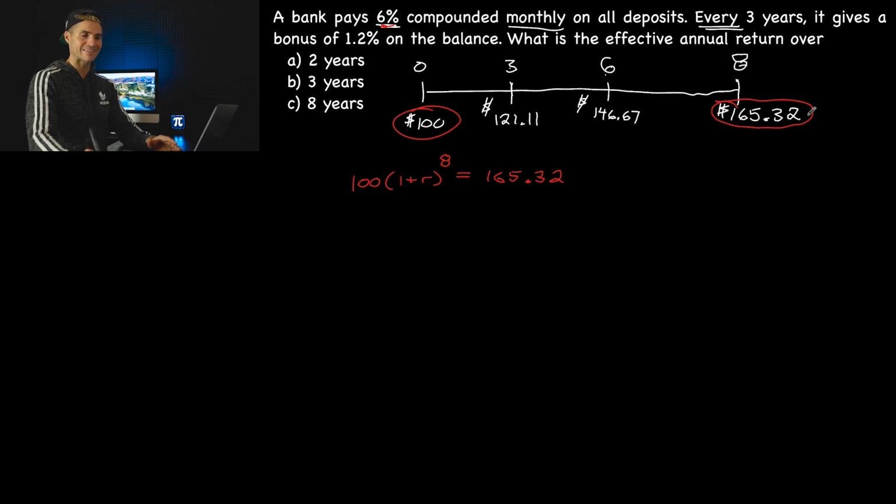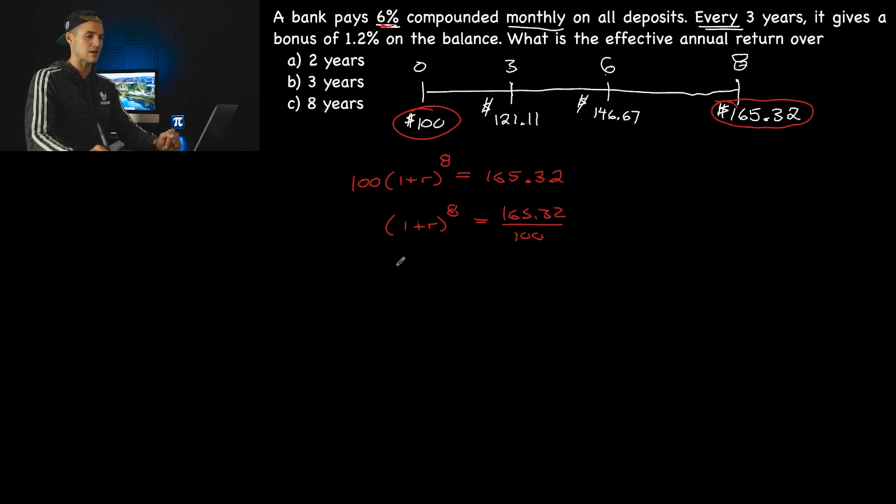So after we get that future value amount, what they're asking for is basically, what was the average over the 8 years? That's how you could think about it. And so then you just have to solve for this R, right? So you'd have 1 plus R to the power of 8, bring the 100 over, so we would divide the 165.32 by 100.